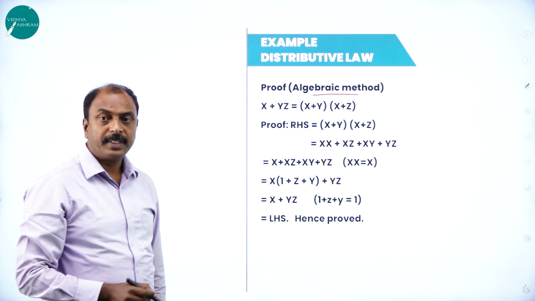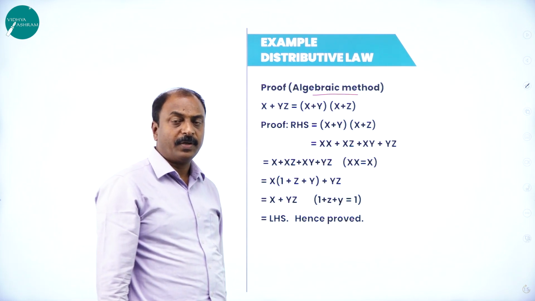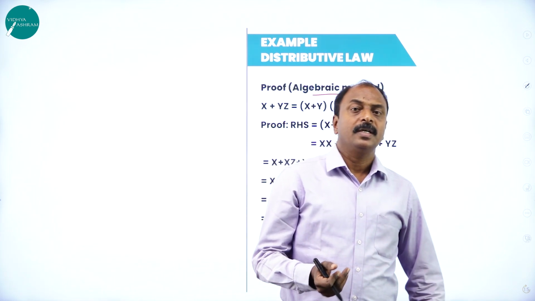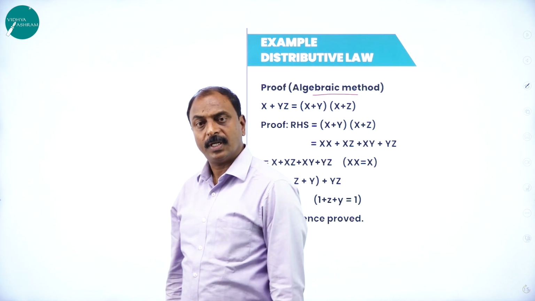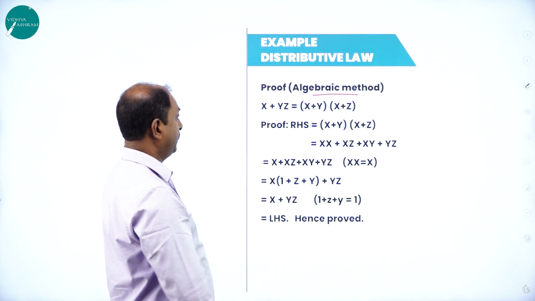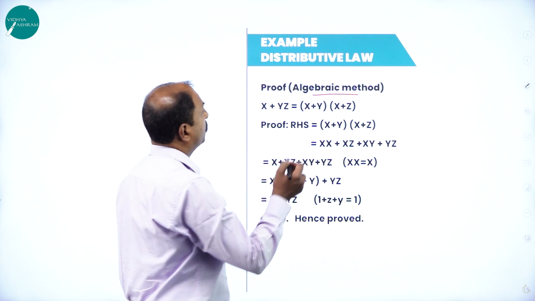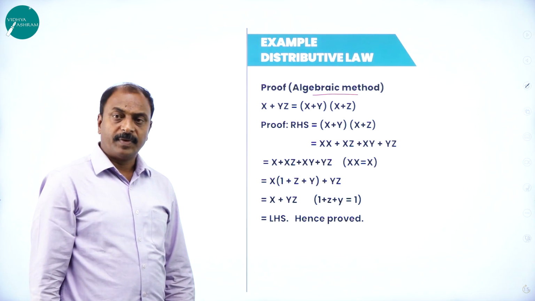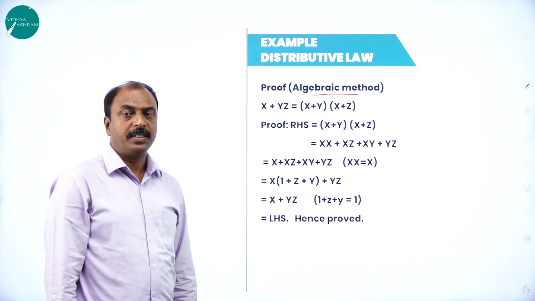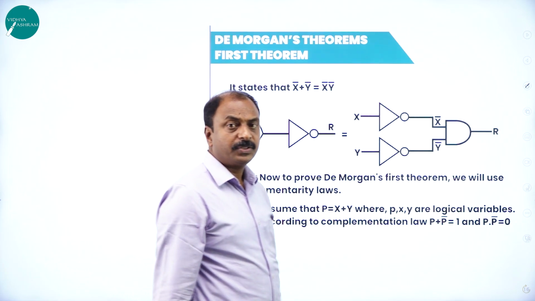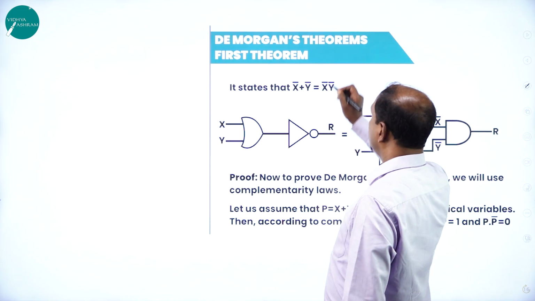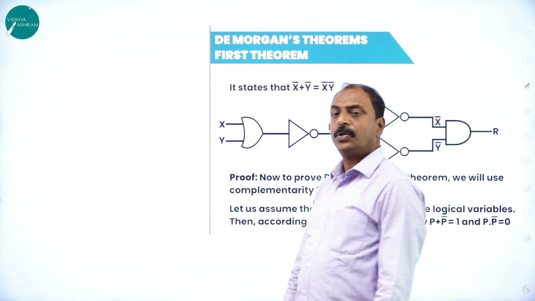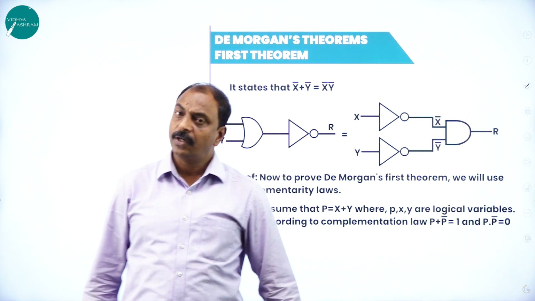The algebraic method is proving the theorems by following the theorems of Boolean algebra. So this is another method of proving Boolean equations or given Boolean theorems. Now in the next slide, we will see De Morgan's theorem. This is one of the important theorems in Boolean algebra.